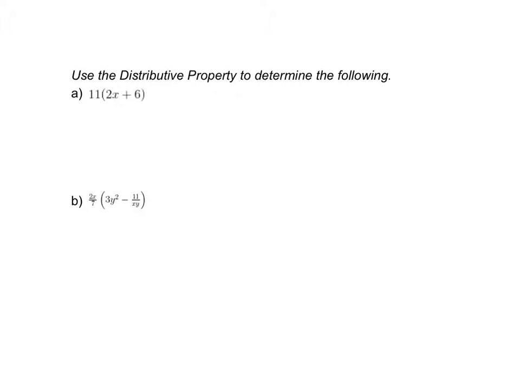A couple more examples here using the distributive property. So this first one, 11 times (2x plus 6), I'm going to distribute the 11. So I'm going to have 11 times 2x plus 11 times 6. 11 times 2 is 22, so I've got 22x. 11 times 6 is 66. 22x plus 66.